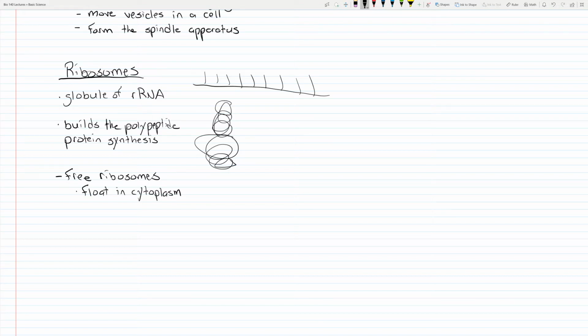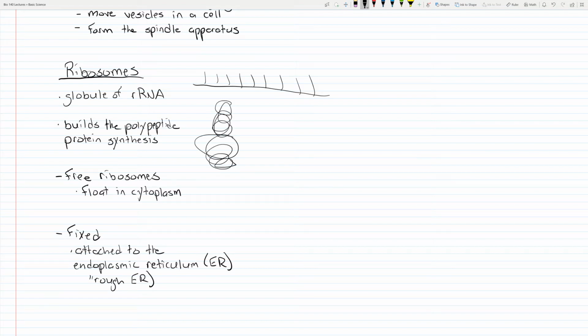Then we have these other ones that are called fixed ribosomes. We have free and we have fixed. Fixed ribosomes are attached to this thing called the endoplasmic reticulum, or the ER. And when you have ribosomes attached to the ER, it is called the rough ER because it looks like sandpaper.